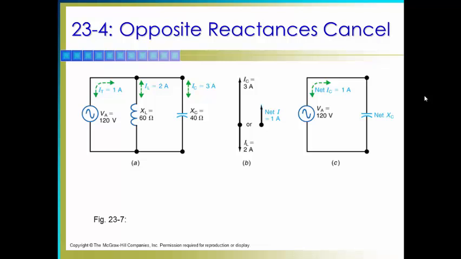If you have the capacitor and the inductor in a parallel circuit with your AC voltage source, in that case the currents are in opposite directions. So the currents to the capacitor and inductor are 180 degrees out of phase with each other, and we have a net current between the two of 1 amp only.